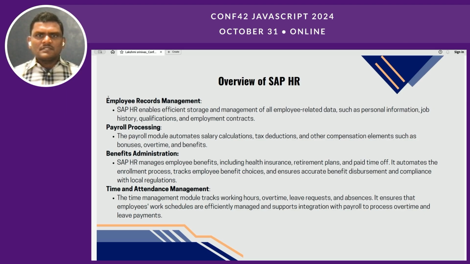Payroll processing. The payroll module automates salary calculations, tax deductions, and other compensation elements such as bonuses, overtime, and benefits. Benefit administration. HR manages employee benefits, including health insurance, retirement plans, and paid time off. It automates the enrollment process, tracks employee benefit choices, and ensures accurate payments and compliance with local regulations.